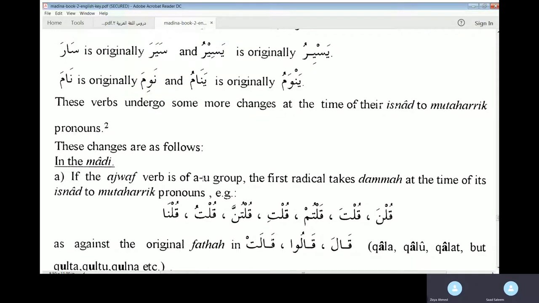These verbs undergo some more changes at the time of their isnad to mutaharrik pronouns.